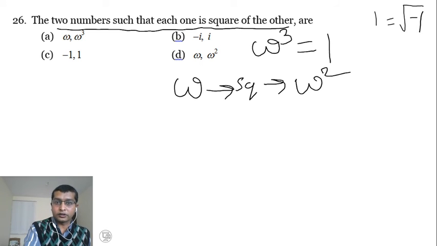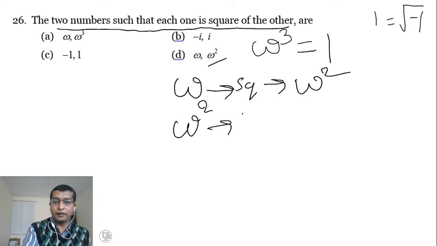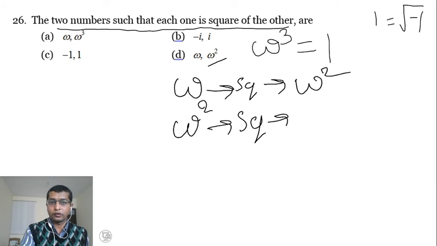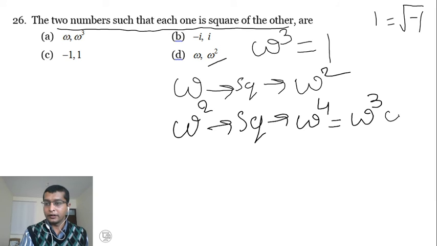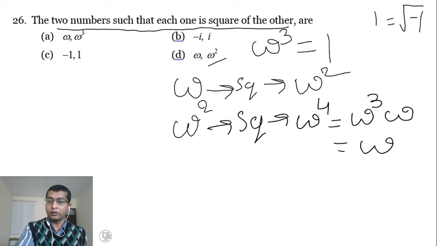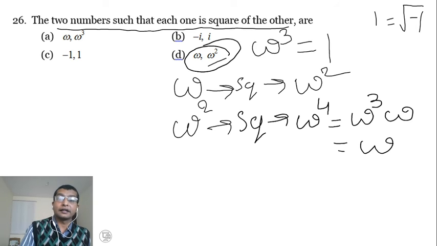I take omega square, the second option, and I square it. What do we get? Squaring, omega raised to 4. Further, omega raised to 4 can be written as omega cube into omega, and omega cube is the cube root of unity, 1, so 1 into omega we get omega. So the square of omega square is omega, and the square of omega is omega square. They are squares of one another. Therefore option D is the right answer.